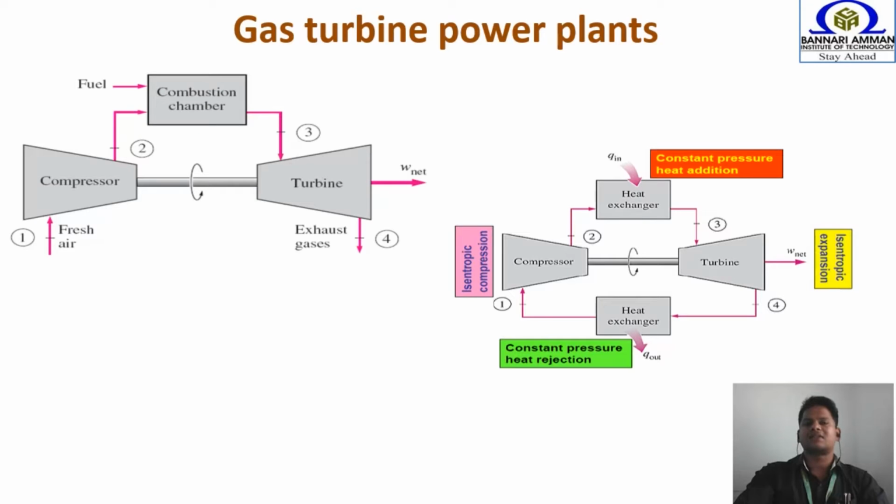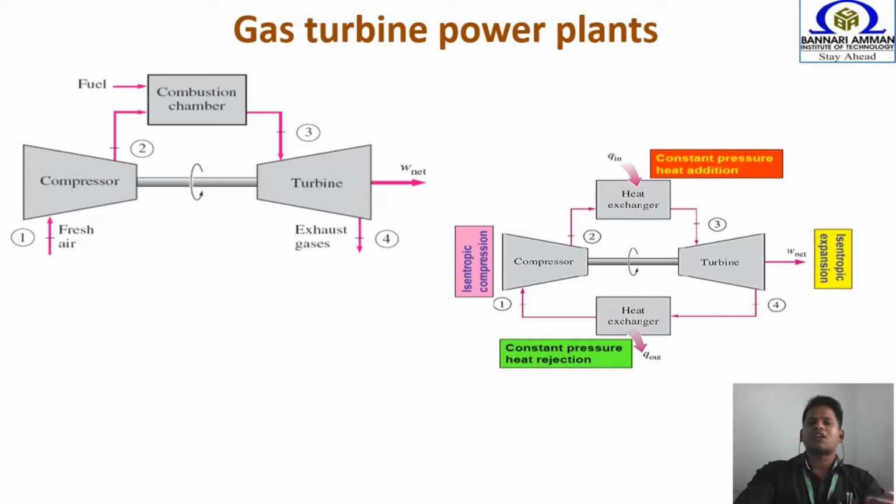Generally, power plants are classified into steam turbine power plants and gas turbine power plants. In a steam turbine power plant, we are utilizing water as the energy carrier for generating electricity. But in the case of a gas turbine power plant, we are just utilizing the ambient air as the energy carrier for generating electricity. Now we will discuss the gas turbine power plants.